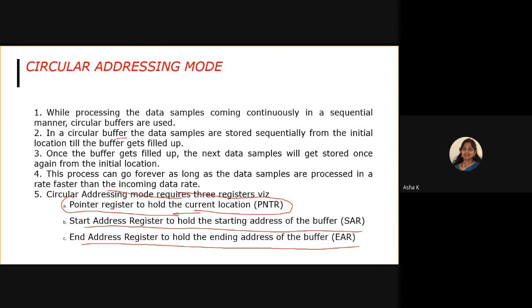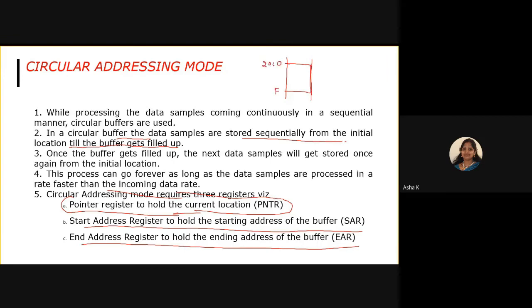In the circular buffer, the data samples are stored sequentially from the initial location until the buffer gets filled up. Once the buffer gets filled up, the next data samples will be stored once again from the initial location. Now what is the meaning? Say this is the circular buffer, starting with 0 and ending with F.